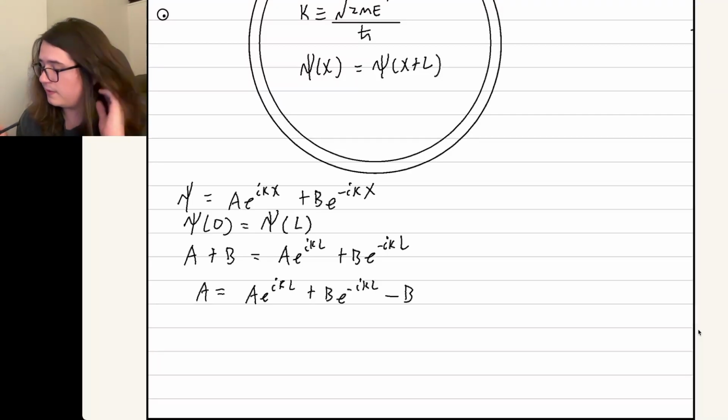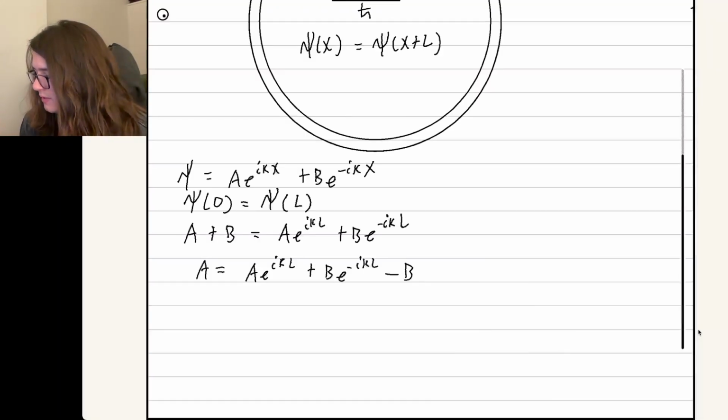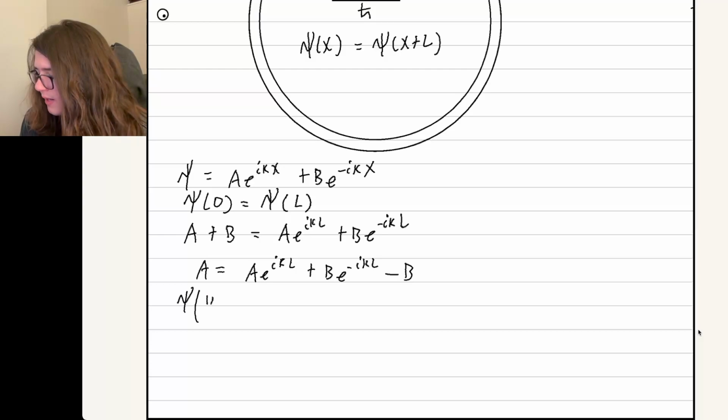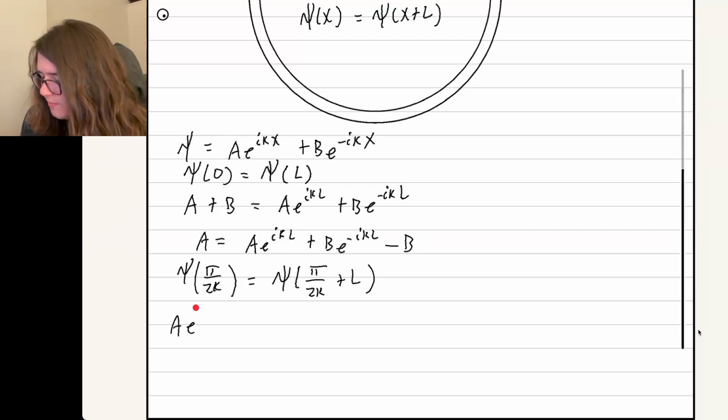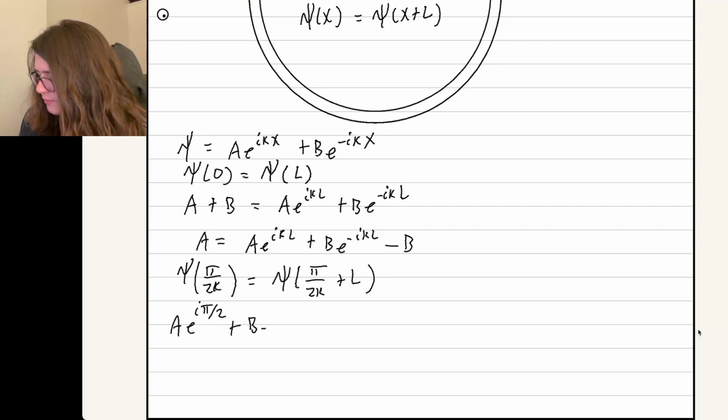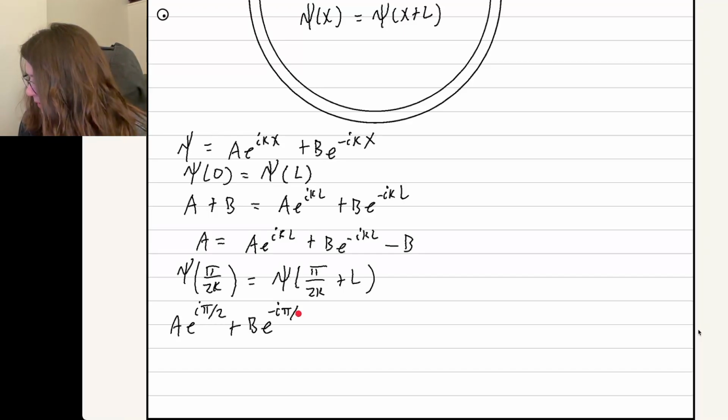The other boundary condition, it's kind of a boundary condition, I guess, but we're going to plug in pi over 2k for x on both sides. This is going to be psi of pi over 2k plus L. This is going to be interesting because a e to the i pi over 2 gives you positive i, and b e to the minus i pi over 2 gives you minus i.